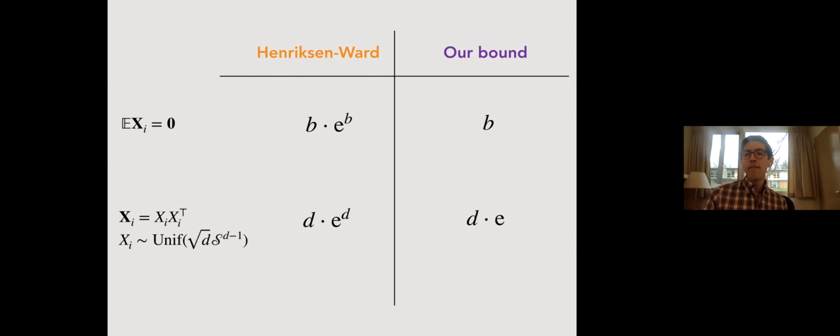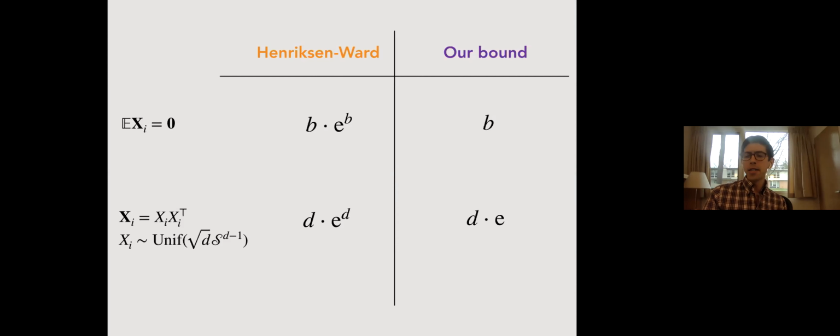But the expectation of xi is the identity matrix, which has operator norm 1. So e to the mu for us is 1. So again, instead of exponential dependence on D, we get linear dependence on D. So the point is that this is what looks like perhaps a technical improvement, but it actually gives a lot more content to these bounds, in the sense that there are cases where the Henriksen and Ward bound is vacuous because this e to the b term is far, far too large, whereas our bound still gives something meaningful.